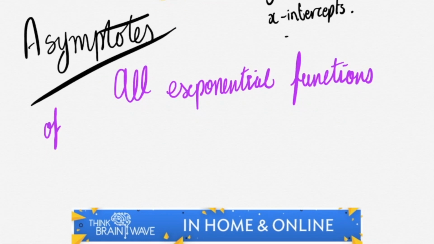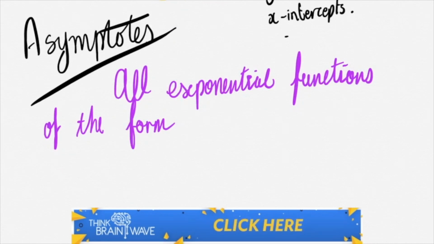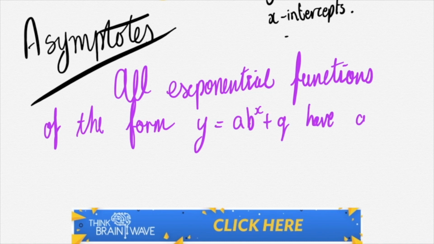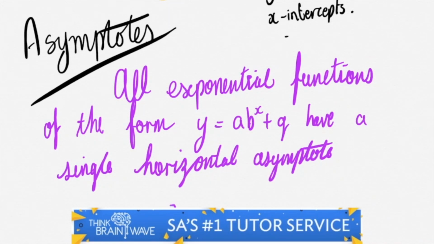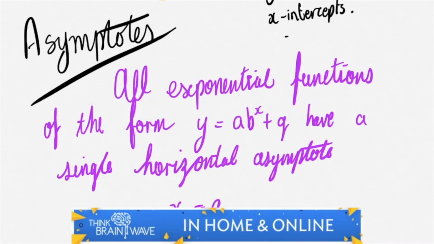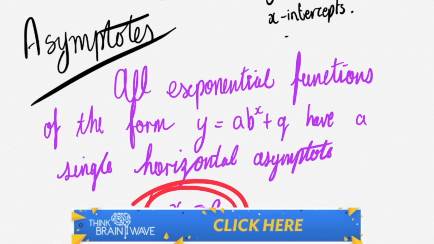And now we'll do all exponential functions of this form. y is equal to a times b to the power of x plus q have a single horizontal asymptote every single time. So now x is equal to q. But in reality, it is y is equal to q.